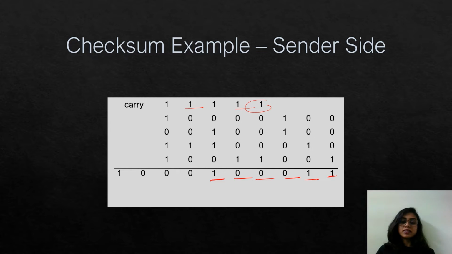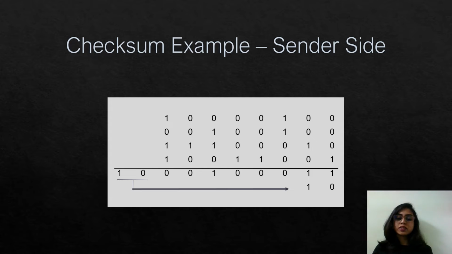Again it is the same. 1 plus 0 plus 1 is 10, so 1 is taken as the carry here and 0 is written here. Now 1 plus 1 plus 0 plus 1 plus 1 is 100, so 0 is written here and these two are the actual carry. Now this carry will be added over here again.